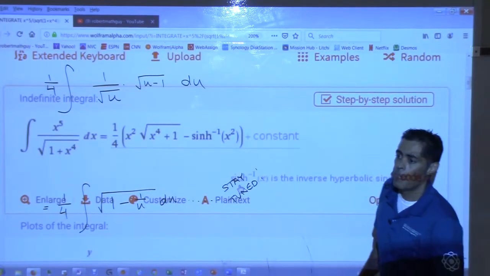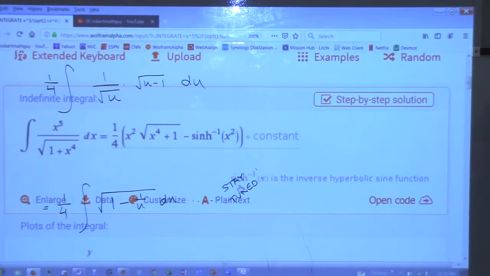So for that, did they use integration by parts then? It looks like it's integration by parts. It looks like it is, yeah.